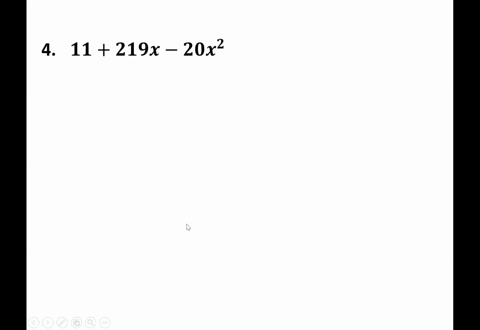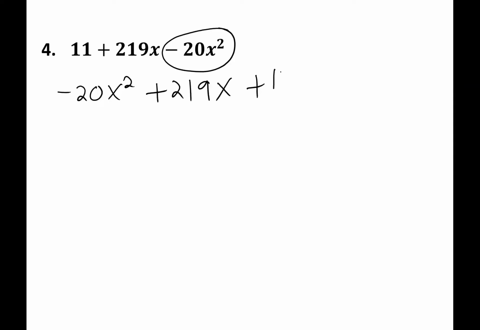This is one where it's out of order. 11 plus 219x minus 20x squared. So let's rearrange and put things in descending order, highest power to lowest. So that minus 20x squared gets rewritten first, plus 219x plus 11. Okay, so we've rewritten it. Everything's in descending order.